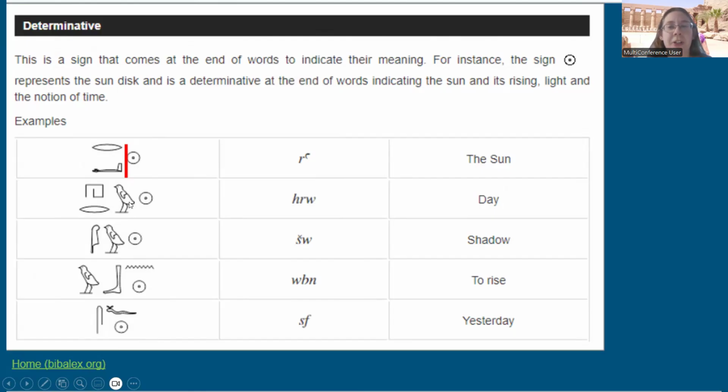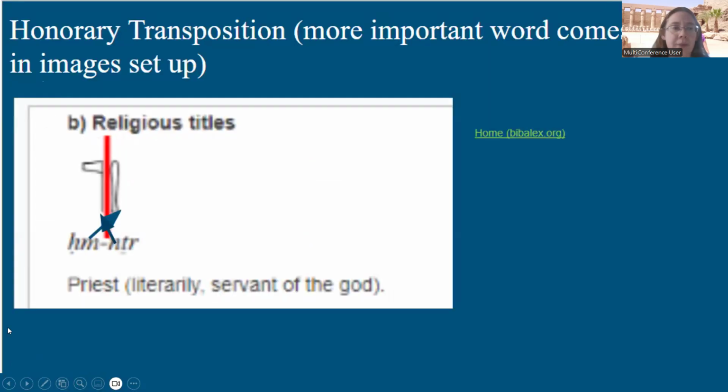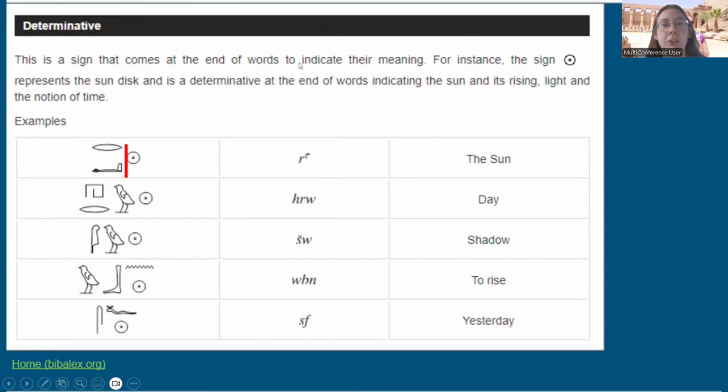And it's a determinative that tells you that this word has something to do with the sun disk. So this word, whatever it is, has something to do with the sun and its rising, or light, or the notion of time. That's why I've done this first one here, because what the red line marks is the end of the phonetic elements of that word.